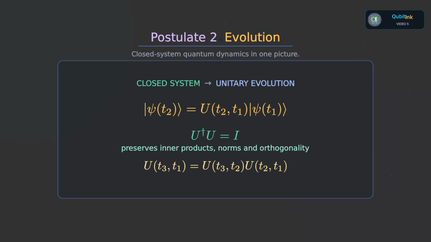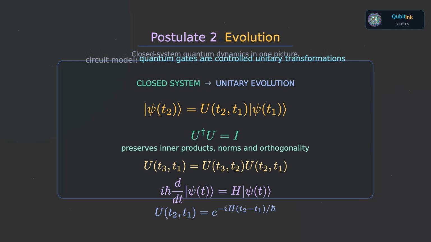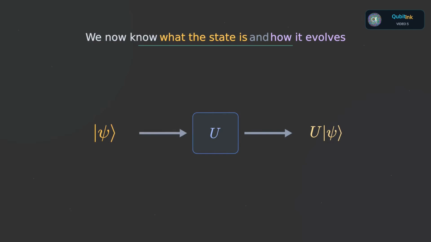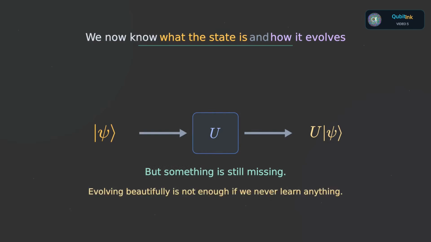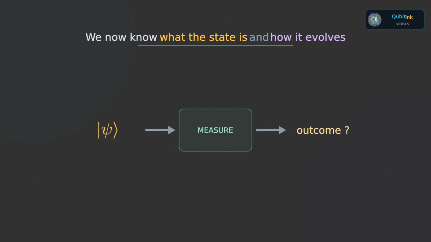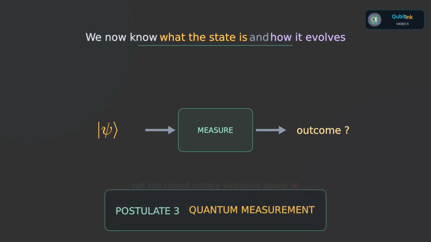For continuous time, the Schrödinger equation describes the motion, with the Hamiltonian as its generator. For a time-independent Hamiltonian, the resulting evolution operator is the exponential of that Hamiltonian. And in the circuit model, the quantum gates we use are precisely controlled unitary transformations. So now we know what a quantum state is, and we know how a closed quantum state evolves. But there is still something missing. A quantum computer is not very useful if we can evolve a state beautifully and then never learn anything from it. Eventually, we have to interact with the system and obtain an outcome. That interaction is no longer the closed evolution we have just described. And that brings us to postulate 3, quantum measurement.